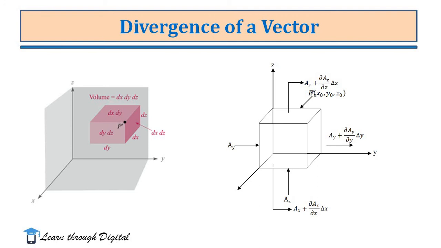We shall now derive the expression for the divergence of a vector in Cartesian coordinates. Let us consider the differential volume element in the Cartesian coordinate system with the sides of dx, dy, dz along the x, y and z directions respectively. We are going to evaluate the divergence at point P of x0, y0, z0. This figure shows the net increase in the positive y direction, this is the positive x direction, and this is the positive z direction.